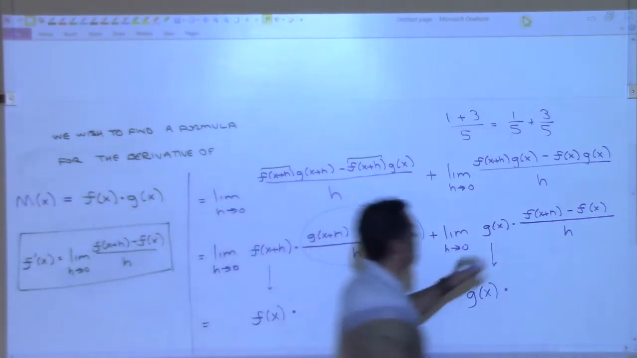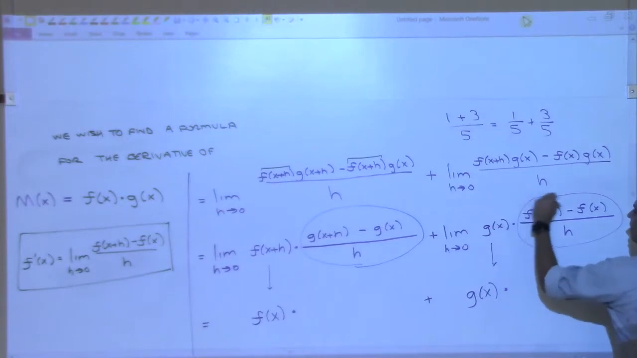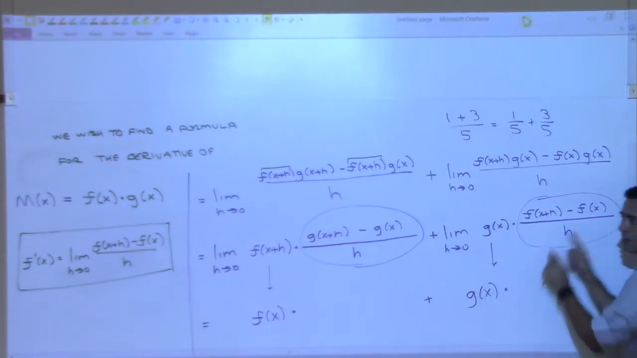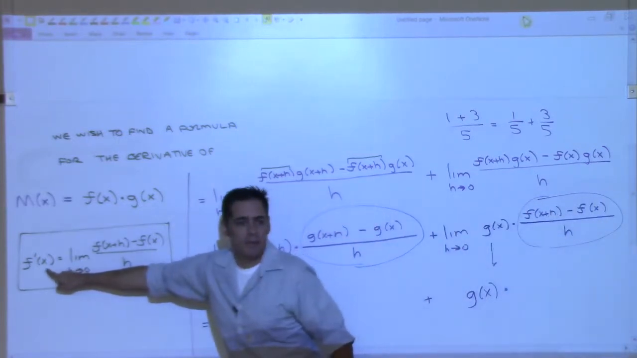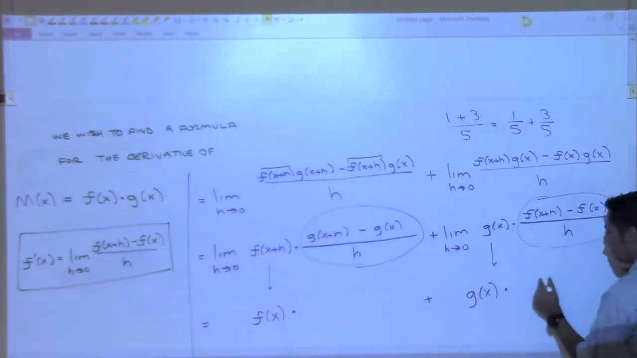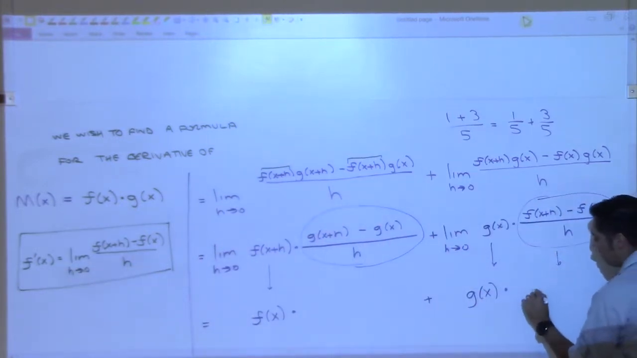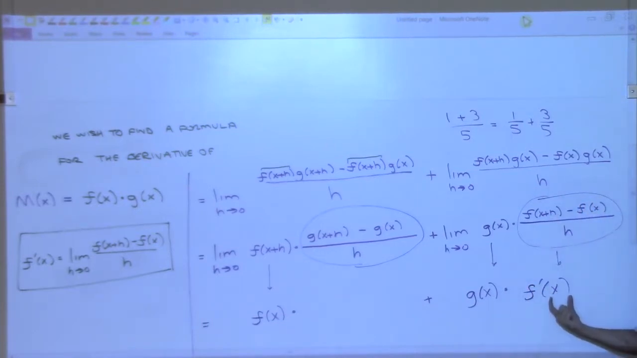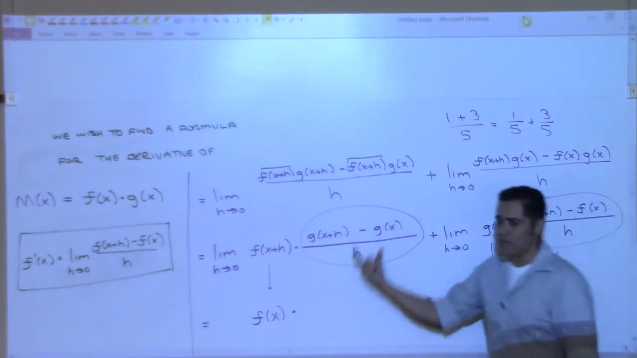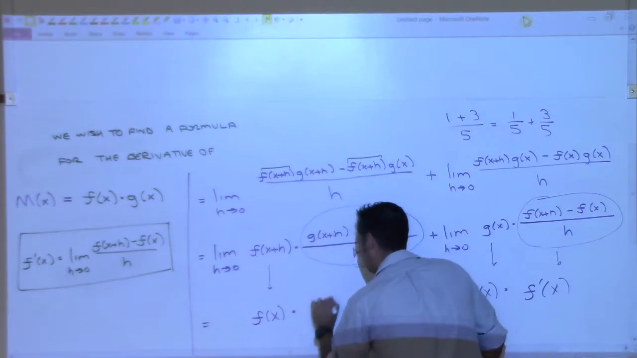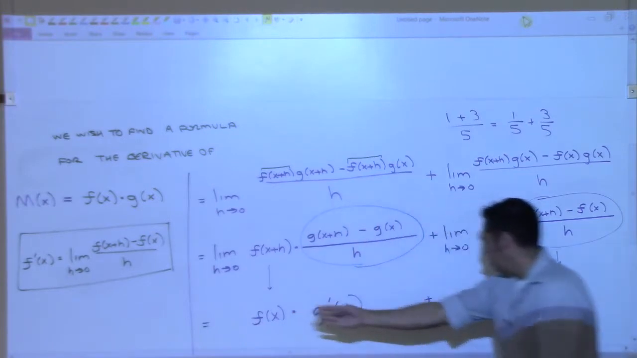Look at this one. Let's do this one. How about that right there? If I say, hey, take that expression and let h go to 0, isn't that the definition of the derivative? Isn't that what it's defined to be? So doesn't this right here really become f prime of x? Isn't that what that is? And similarly, what is this? g prime of x. And this is your formula.